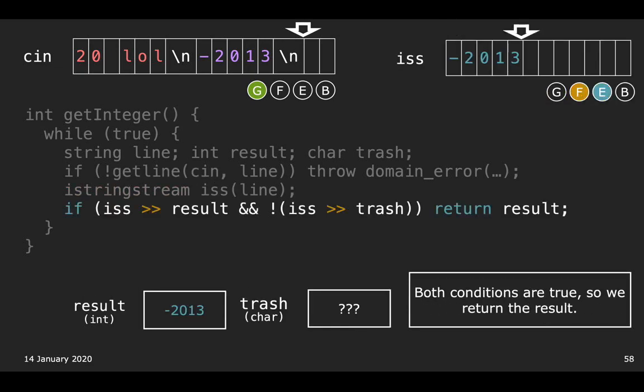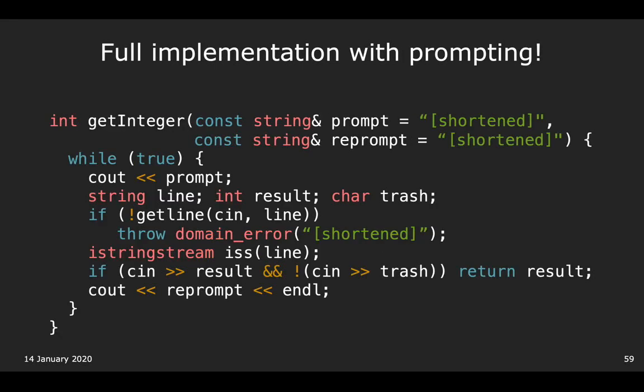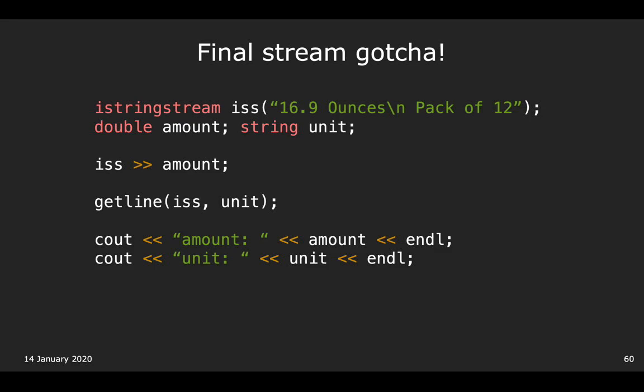All right, we're almost done. So this is the full implementation with reprompting. This is the hardest function to write in the standard libraries. So you've just managed to write the hardest function. Super useful for assignment 1. Just an FYI. All right, final stream gotcha.